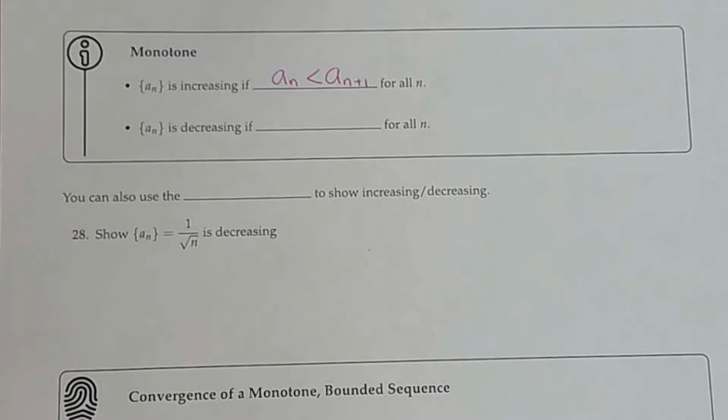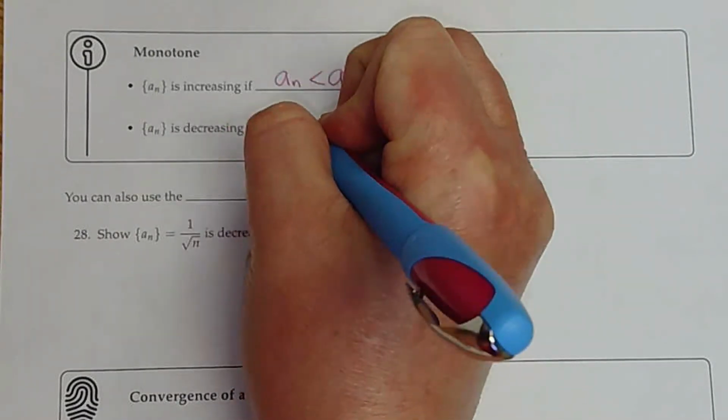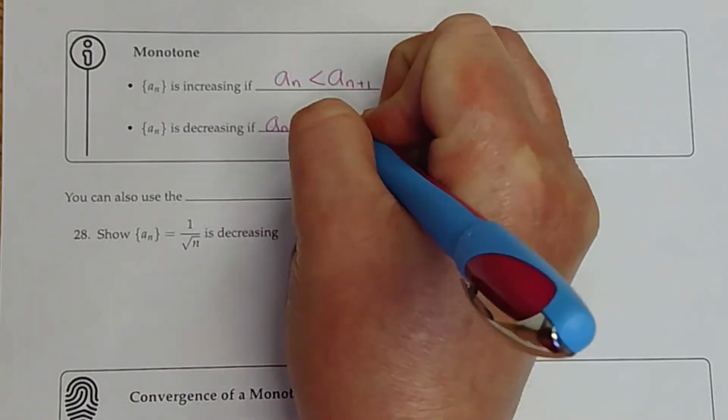Similarly, we would say a sequence is decreasing if each subsequent term in the sequence is smaller than the one that came before it. So we would write that as a sub n plus 1 is smaller than a sub n.